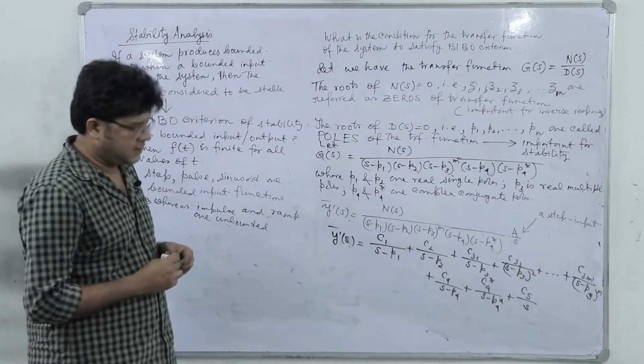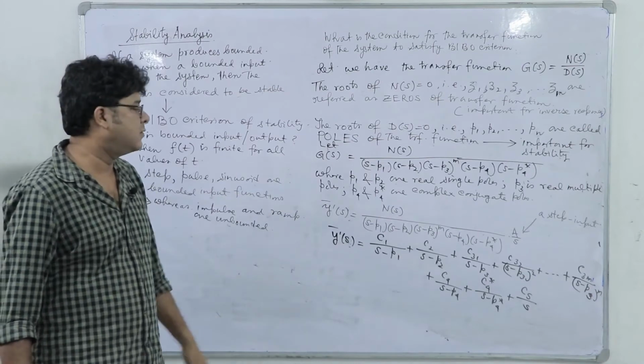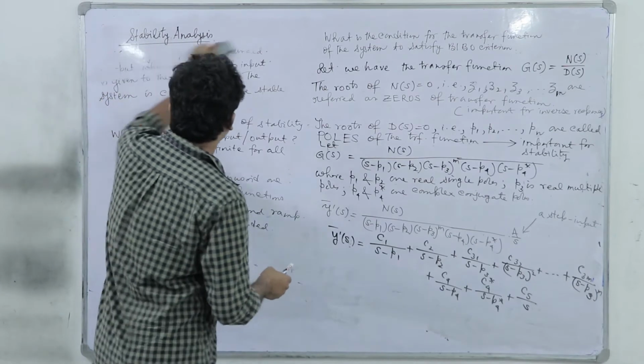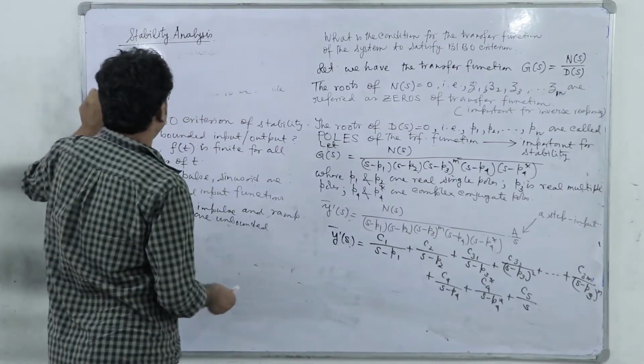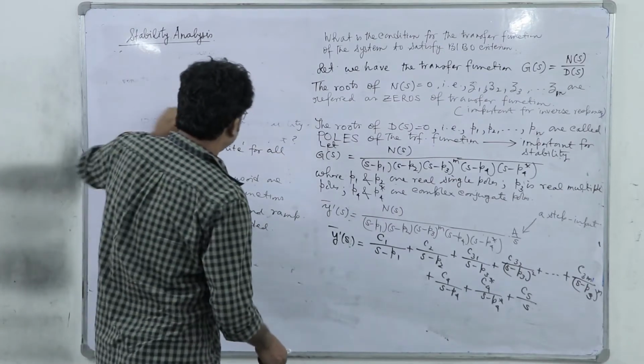So if I take the inverse Laplace transform, I am not going to find out the values of C1 or all the constants, because the transfer function we have considered is a general one, right? Unless the expression of N(s) is given, we cannot actually calculate.